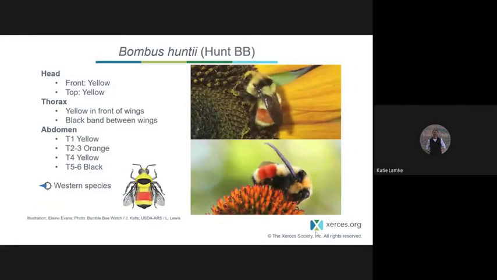Bombus huntii is the next one, or hunt bumblebee. The front of the face and the top of the head are yellow. There's yellow in front of the wings and behind the wings. And then there's a black band between the wings. And the color pattern on this bee's abdomen is very characteristic. If you see the yellow, orange, orange, yellow pattern, it's pretty clear that you have huntii. And again, this is more of a western species, but it has been observed a few times in central Nebraska as well.